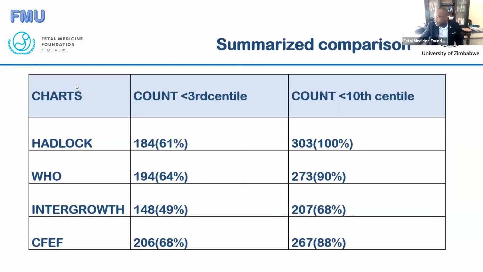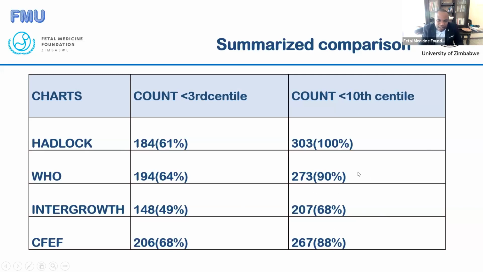Now, going further, we wanted to summarize the charts about the pickup rates. And if you are to summarize these charts, we're starting with the Hadlock. At less than 10th centile, because these were the fetuses which were picked by Hadlock, it was 100% because we just took those who were less than 10th centile. If you are to put other charts which are international, like the WHO, we can see that it picked about 273 of those babies, about 90%, which was way ahead of other charts, the INTERGROWTH, as well as the CFEF.